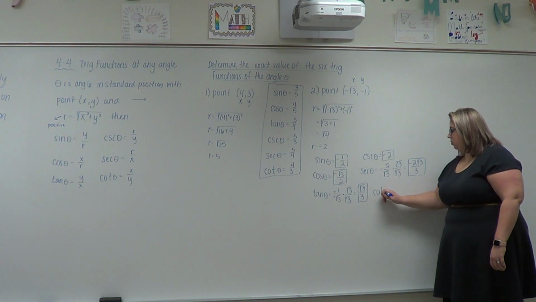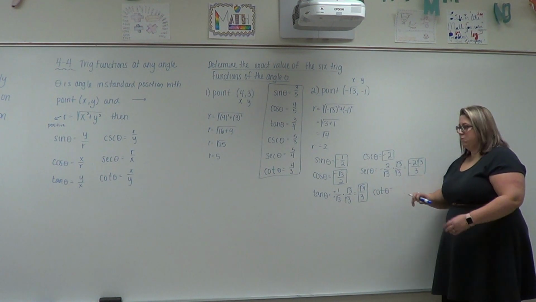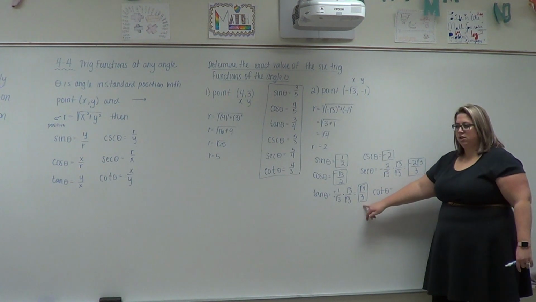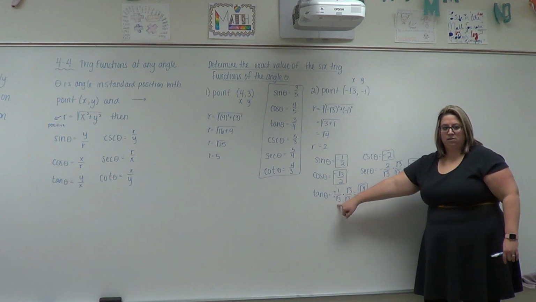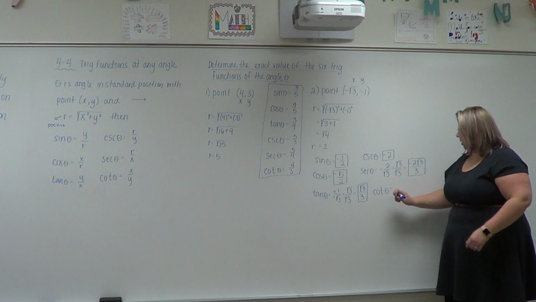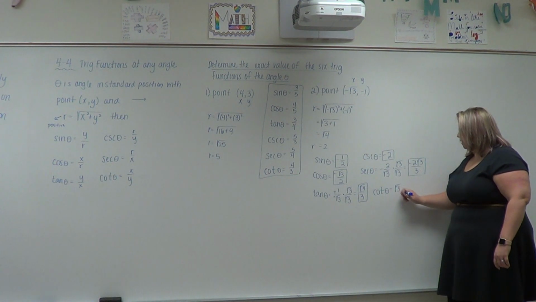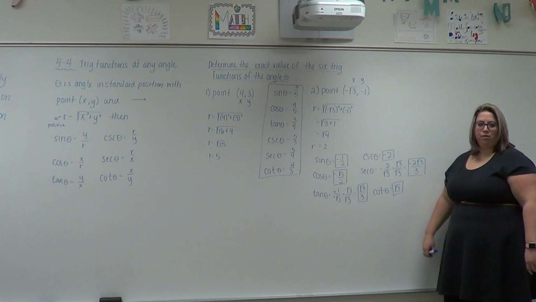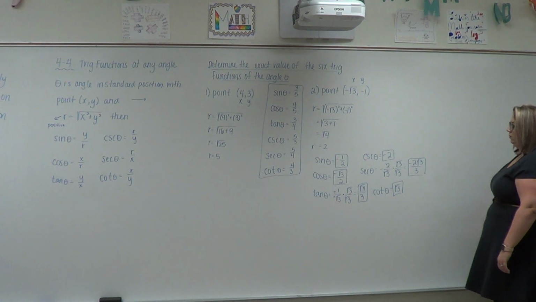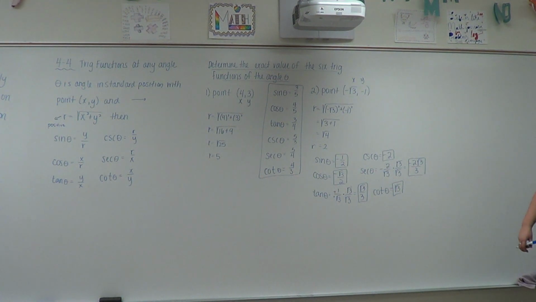Remember the shortcut I told you on reciprocals before? If you're looking at one that's already been rationalized, look at it before it was rationalized. So cotangent would be square root of 3 over 1, which is square root of 3. How do you feel about these? Good. Alright, here's the other way you will see it.